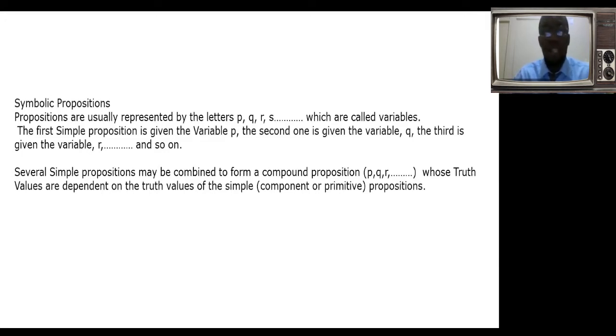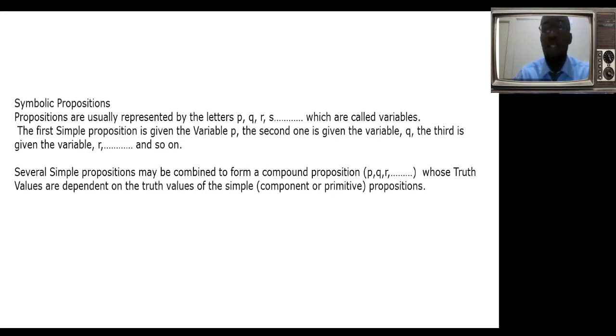Generally, the symbols that we use are the letters P, Q, R, and S. The first proposition, we usually give it the variable P. The second proposition, we give it the variable Q. The third proposition, the variable R. The fourth proposition, the variable S. Now, for CAPE Maths in specific, you only get a question with up to 4 variables, so you won't see any more than that.